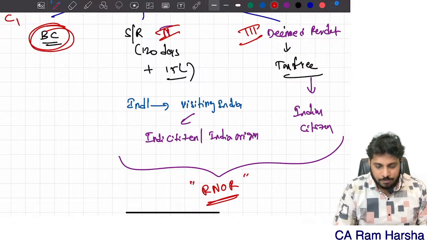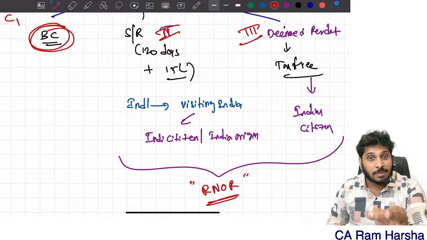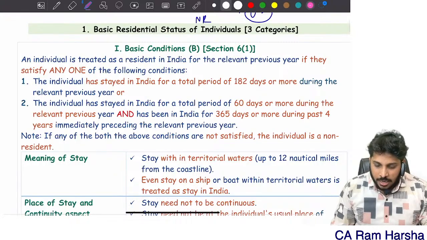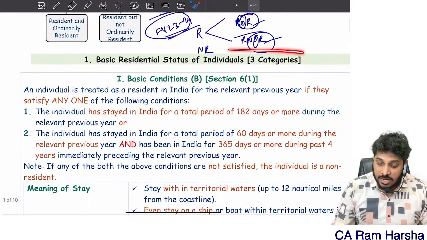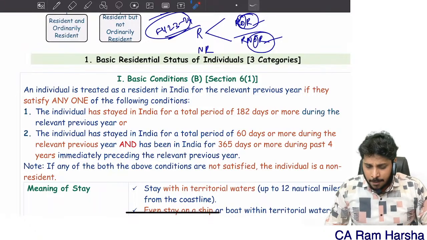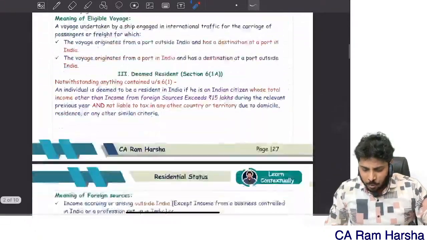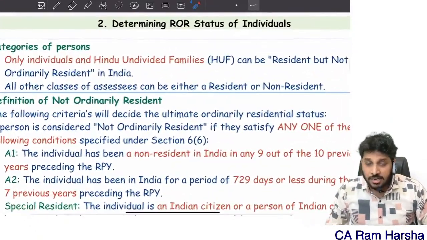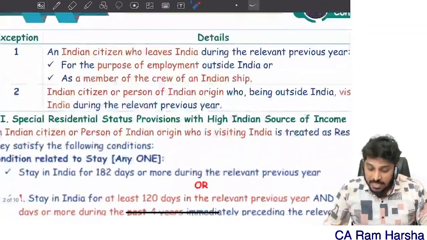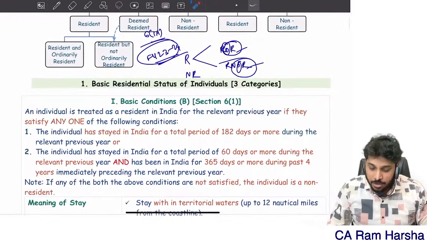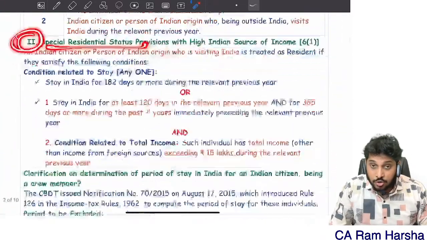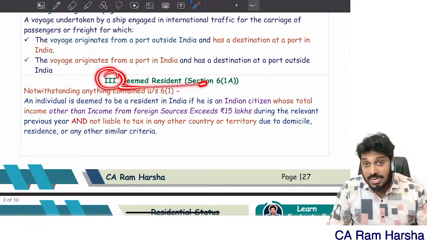Sir, then what is category 1? It talks about something called basic conditions. I have clearly given it in the book also: basic residential status of the individual. First let us decide the basic residential status. Once we understand it, the second step is the ordinary status you can decide. How can basic residential status be decided? Category 1, category 2 special residential status, category 3 deemed residential status.